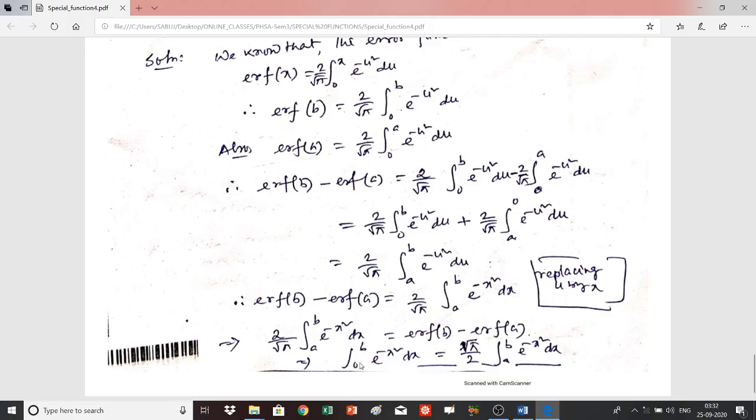Hence the integral from a to b of e to the power minus x square dx is equal to root pi by 2 times erf b minus erf a.